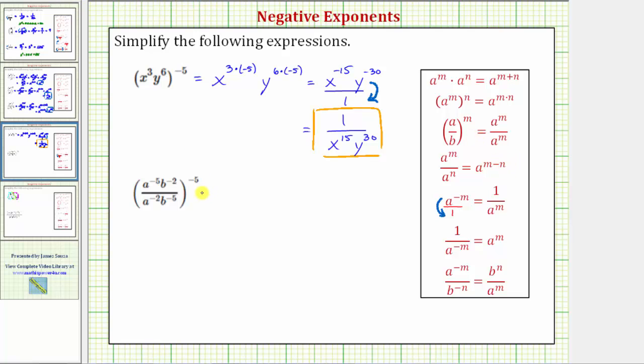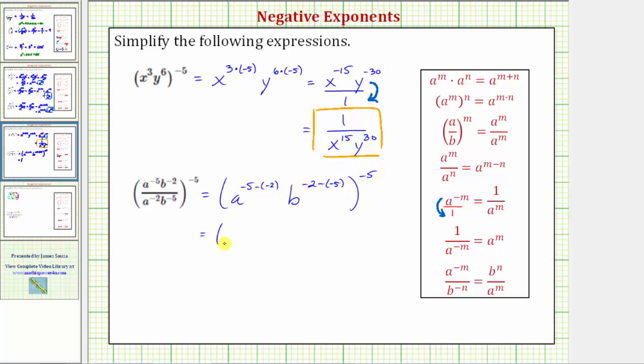So inside the parentheses here, a to the negative 5 divided by a to the negative 2 is equal to a raised to the power of negative 5 minus negative 2, and b to the negative 2 divided by b to the negative 5 is equal to b raised to the power of negative 2 minus negative 5, and all this is still raised to the power of negative 5.